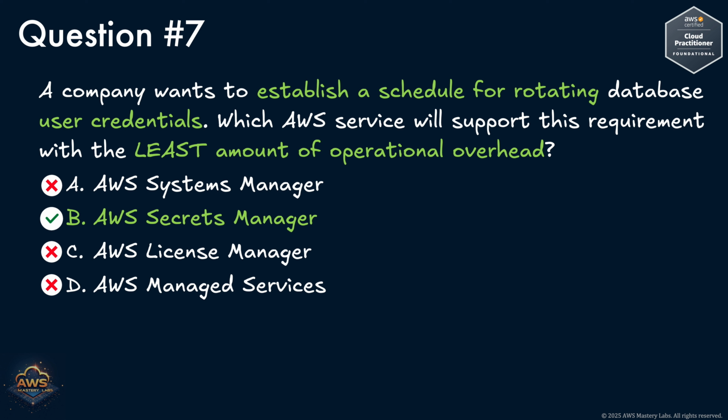Option B, AWS Secrets Manager. This is the clear winner. AWS Secrets Manager is purpose-built for storing, retrieving, and automatically rotating secrets, including database credentials, API keys, and other sensitive information. It comes with native support for credential rotation using Lambda-backed rotation functions, with predefined templates for RDS, Redshift, and other managed databases. You can schedule automatic rotation, define custom rotation intervals, and integrate with IAM for fine-grained access. This eliminates the need to build and maintain your own rotation logic, dramatically reducing operational overhead.